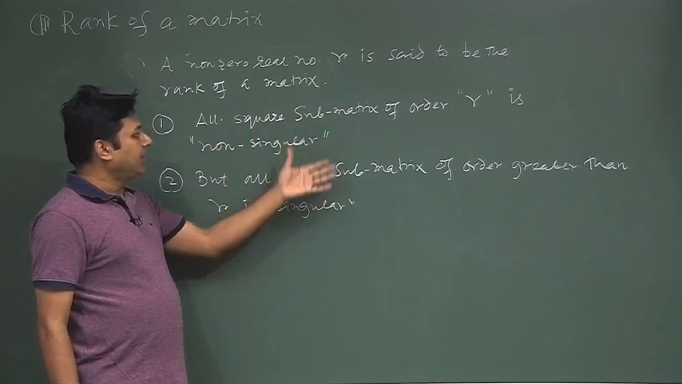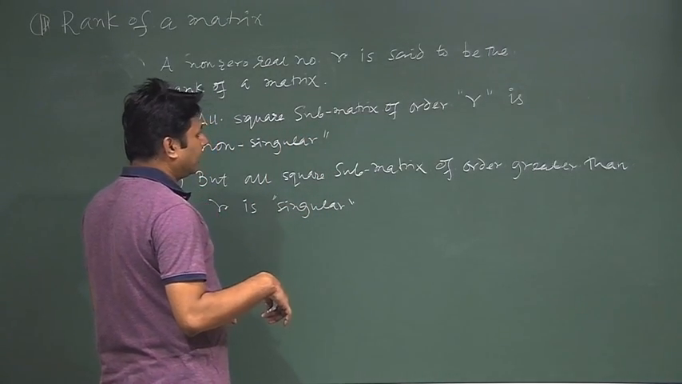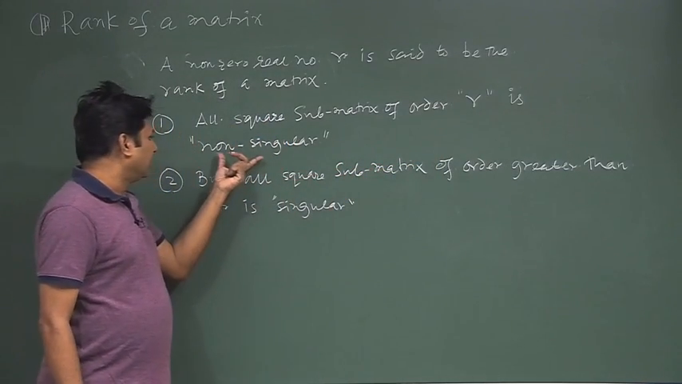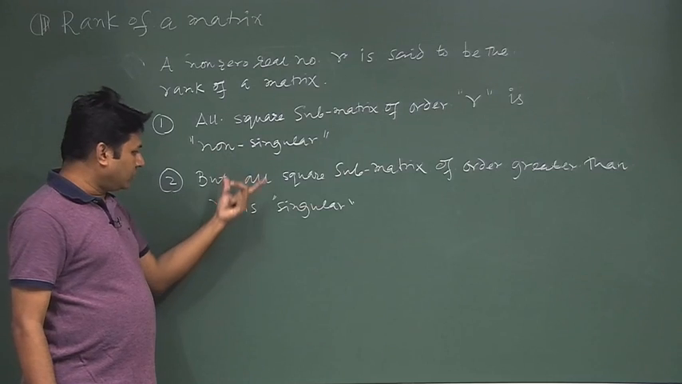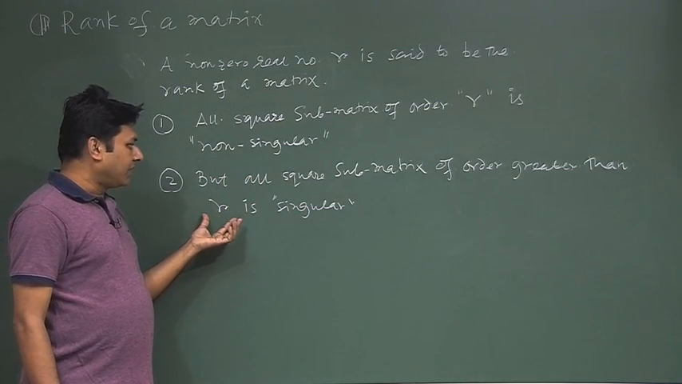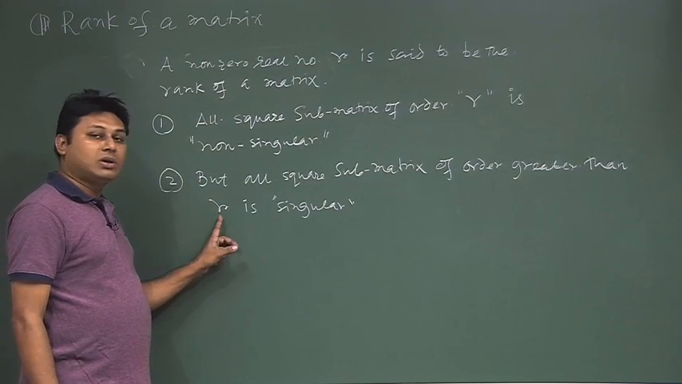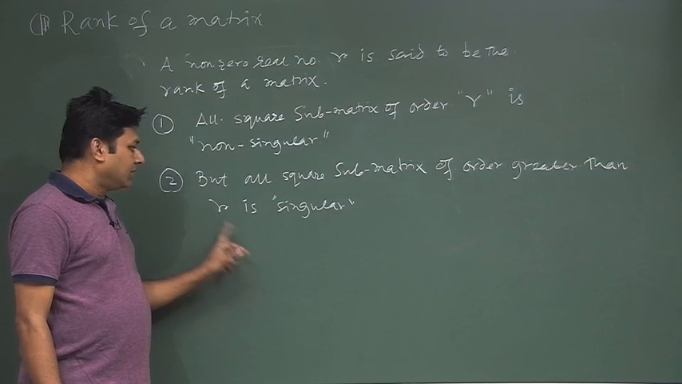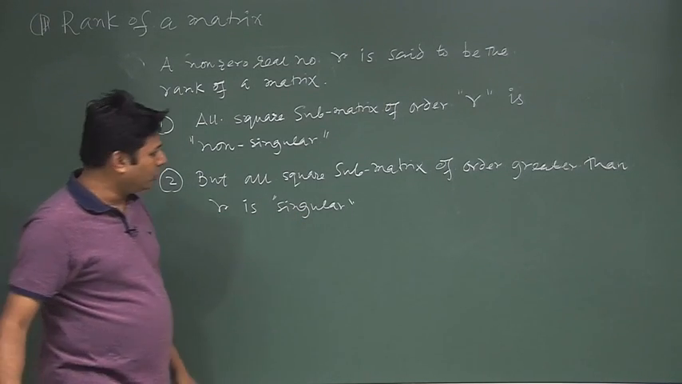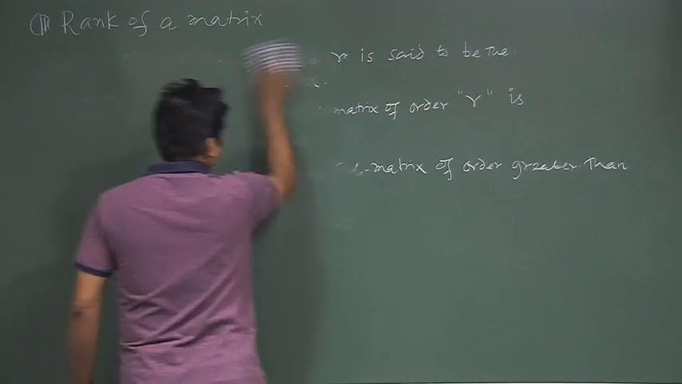So, what is the meaning of all square submatrices? First I need to find out the submatrix and then find an order R for which it is non-singular, and also that for all higher orders greater than R, the determinant of the matrix formed should be 0. So, let us do one example that might make the rank of a matrix easier to understand.